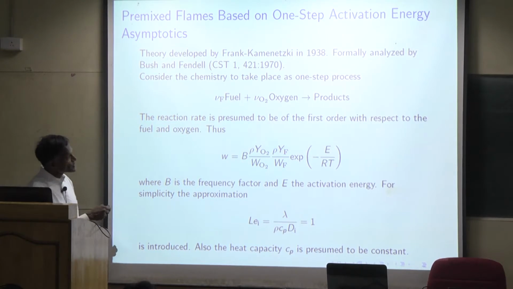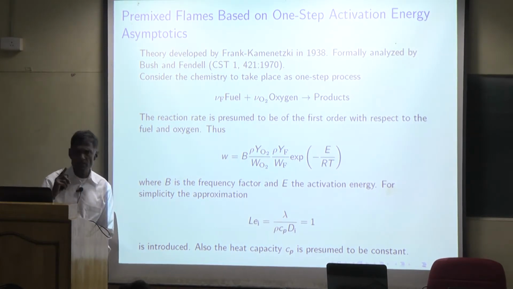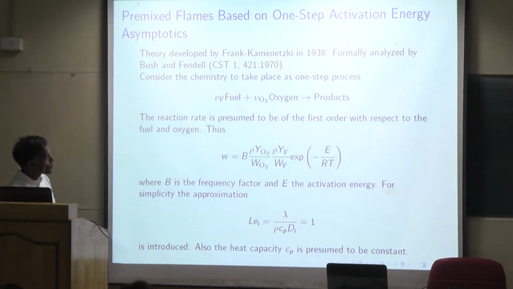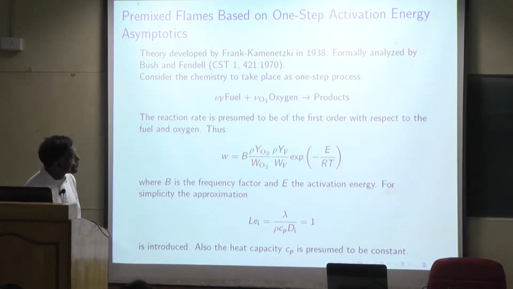Anyway, the reaction is presumed to proceed by a one-step process, fuel plus oxygen going to products. The chemical reaction rate is given by this expression: a frequency factor B, times the concentration of oxygen, times the concentration of fuel, times exponential of minus E over RT. So we have assumed that the reaction is first order with respect to O2 and first order with respect to fuel.